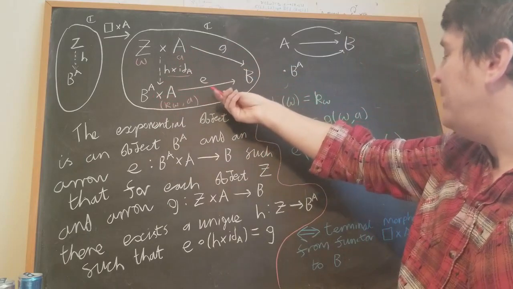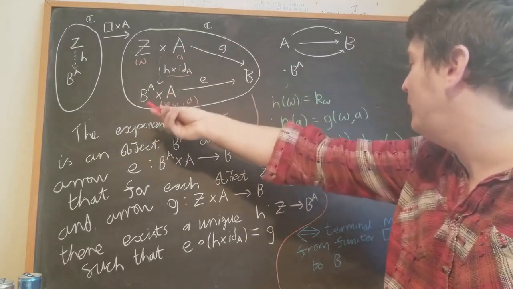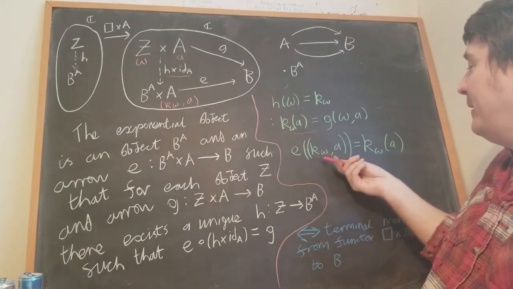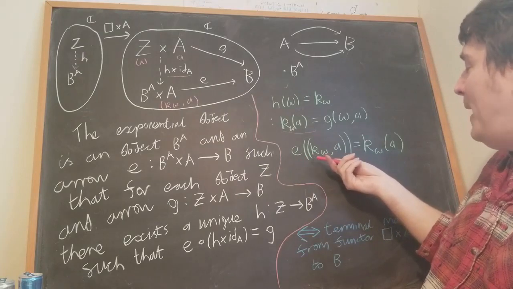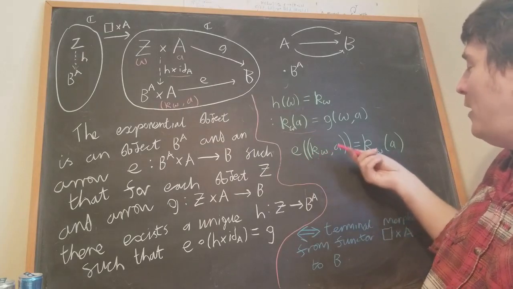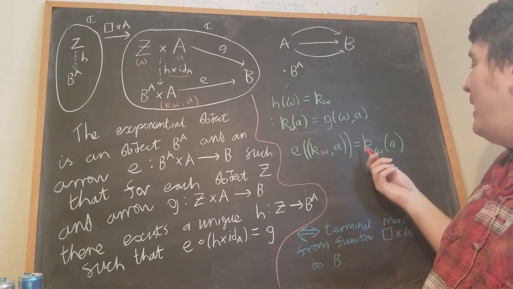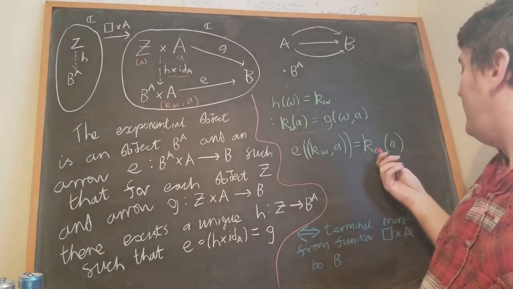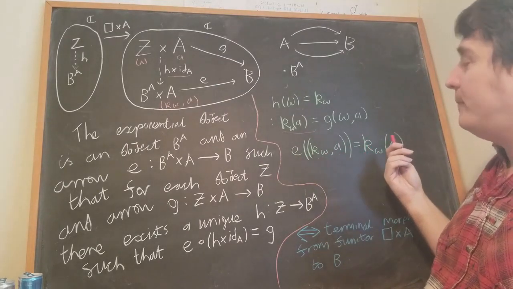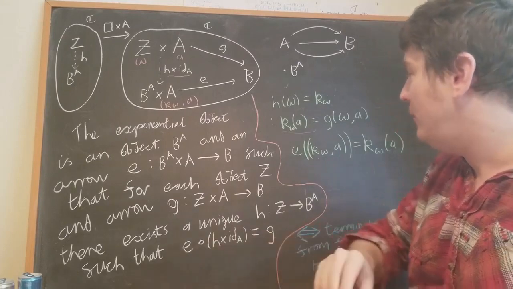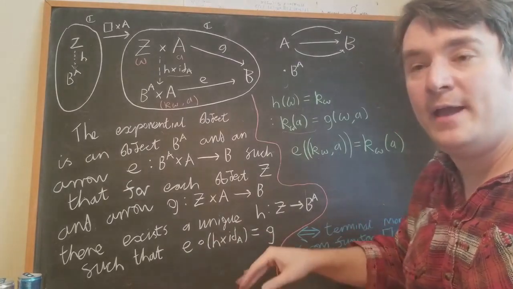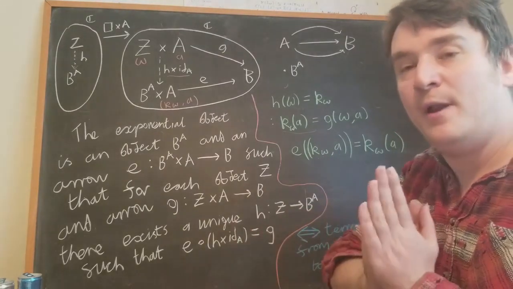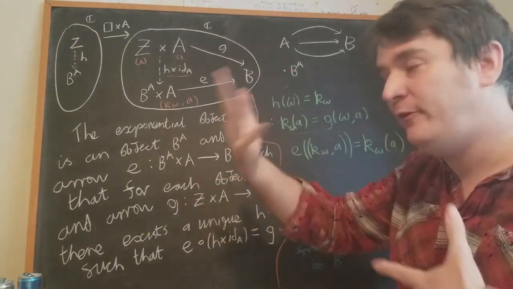And then e is just a kind of evaluation function. Okay, so it takes this pair, this function that would operate on a and an input a, and it just operates k of w on a. So this is just currying, okay? And this is what the exponential object does in the category Set.